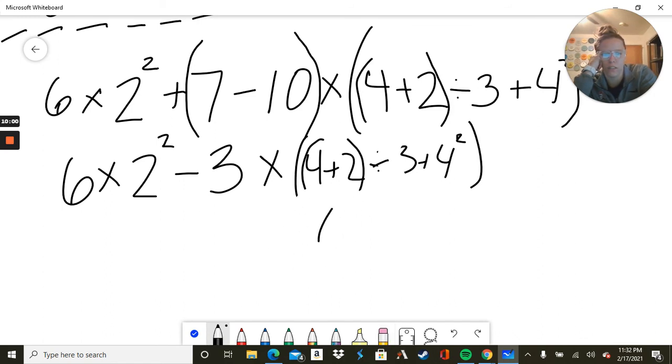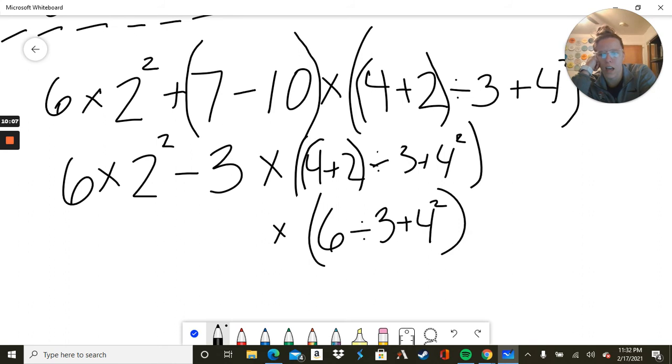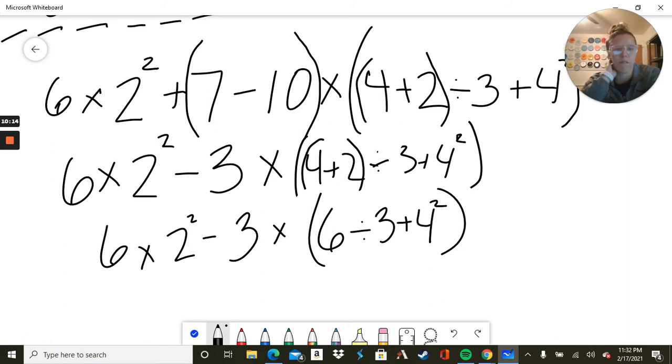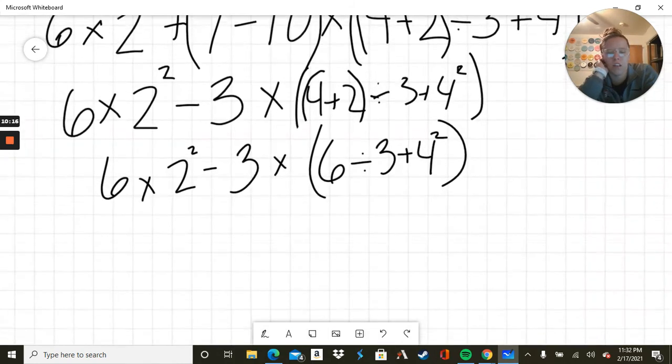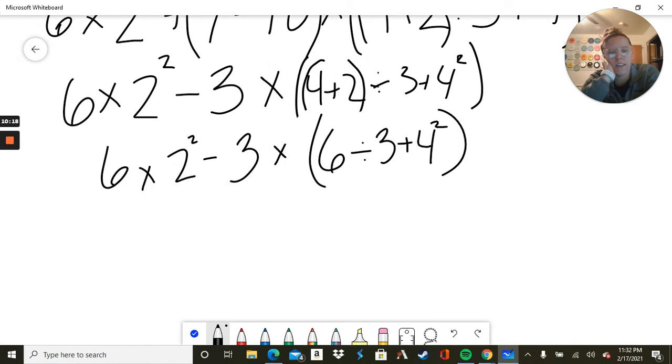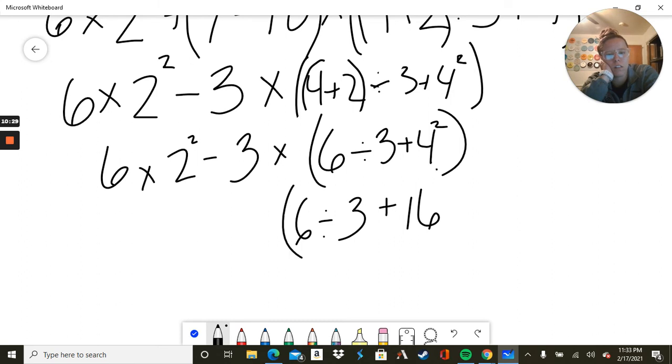Okay, so 4 plus 2 first, 6 divided by 3 plus 4 squared. All in parentheses times 3 minus. And you can totally write it from left to right too. I'm just doing it that way so I fill in what I don't have. Okay, so next we divide. 6 divided by 3 is 2. Oops. No, we do our exponent first, sorry. 4 squared is 16. Same number. Just a step later.